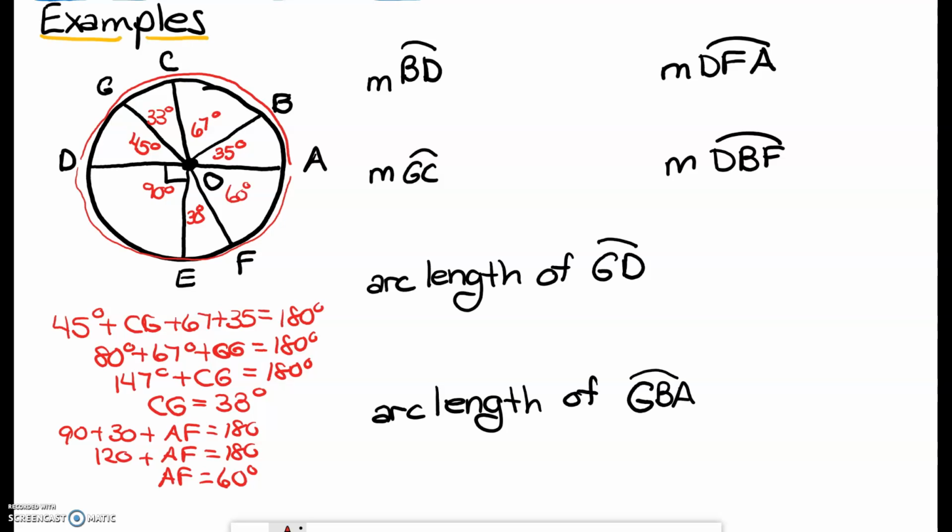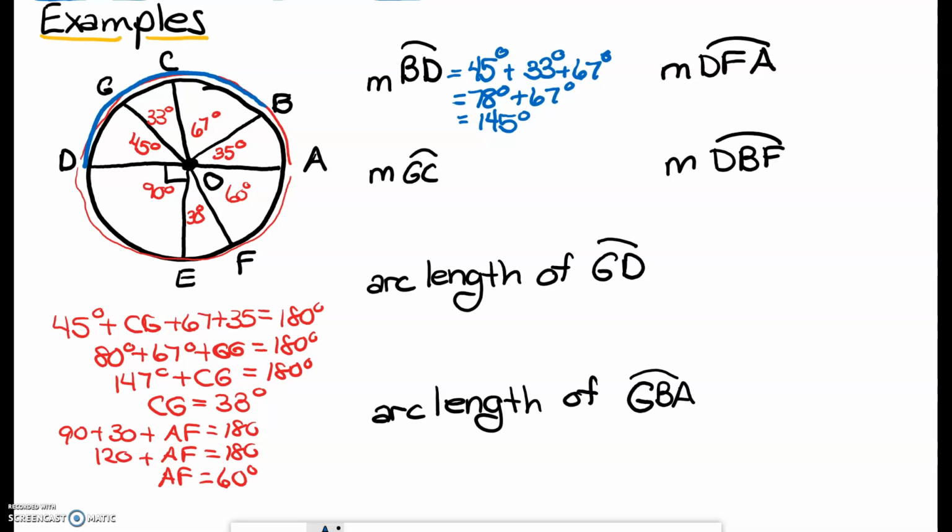All right, so let's go ahead and answer the questions here. It says, what is the measure of arc BD? This is going to be the minor arc, the smaller arc. So we're going to start from B and go around the circle this way and just add up all those numbers. So the measure is going to be 45 degrees plus 33 degrees plus 67 degrees. So I get 78 degrees plus 67 degrees. So that is going to be 145 degrees.